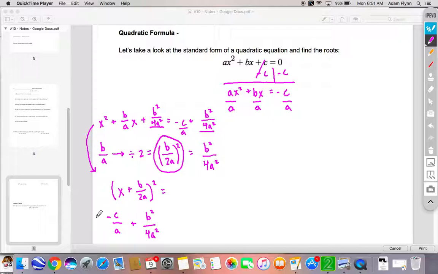So I know this fraction is missing a 4a, so I'll multiply the top and the bottom by 4a. That leaves me with negative 4ac plus b squared all over 4a squared. So that is after I multiply the numerator and the denominator by 4a and then combine them and put them over one denominator. So I'll write that right here.